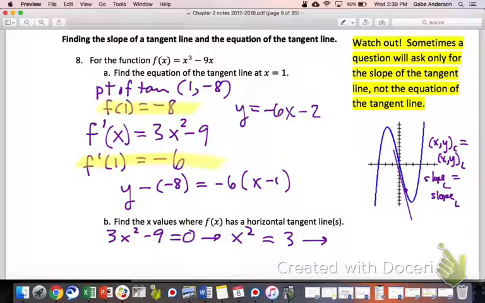Square root both sides. But remember, when you square root both sides, it's plus or minus. So x is equal to plus or minus the square root of 3. So let's see if this makes sense with the graph that we have up there.